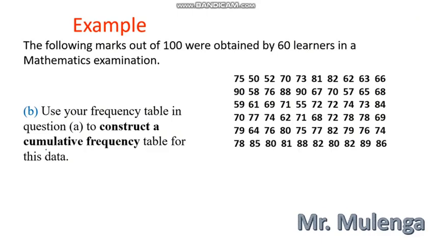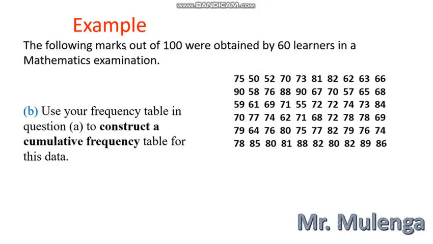Now we need to use the same frequency table so that we come up with the cumulative frequency table. So remember what we said. We said the cumulative frequency table must have 3 columns. In this case, we are looking at marks. We have the total number of marks that we have. So we also need the frequency. Then we need the cumulative frequency.